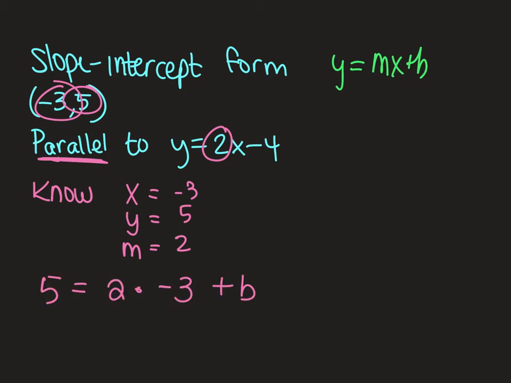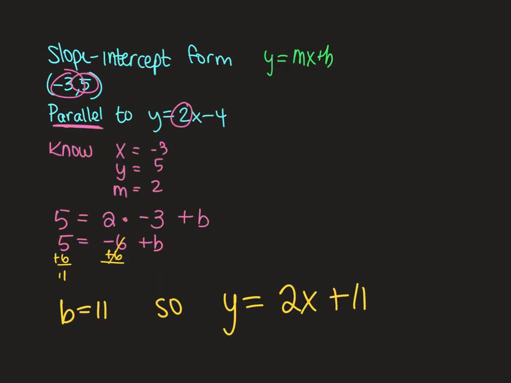Here's how I'm starting it off. See if you can finish it before I do. I ended up with 11 as my b, so my equation in slope-intercept form is y equals 2x plus 11. Remember, my slope was 2 because it was parallel, and my b was 11 because I did all this math.